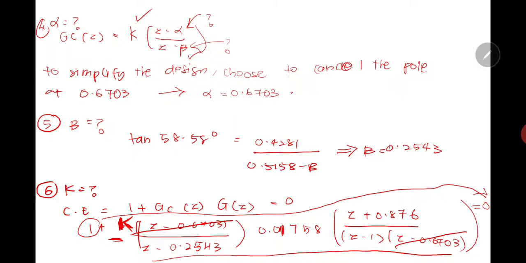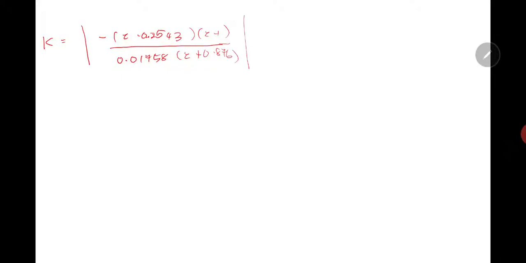So rearrange this equation so that we can get K equals to what? If you rearrange the previous equation, you will get K equals to negative Z minus 0.2543 multiplied by Z minus 1 over 0.01758 Z plus 0.876. And then we are using the magnitude criteria, so all of this will be positive.